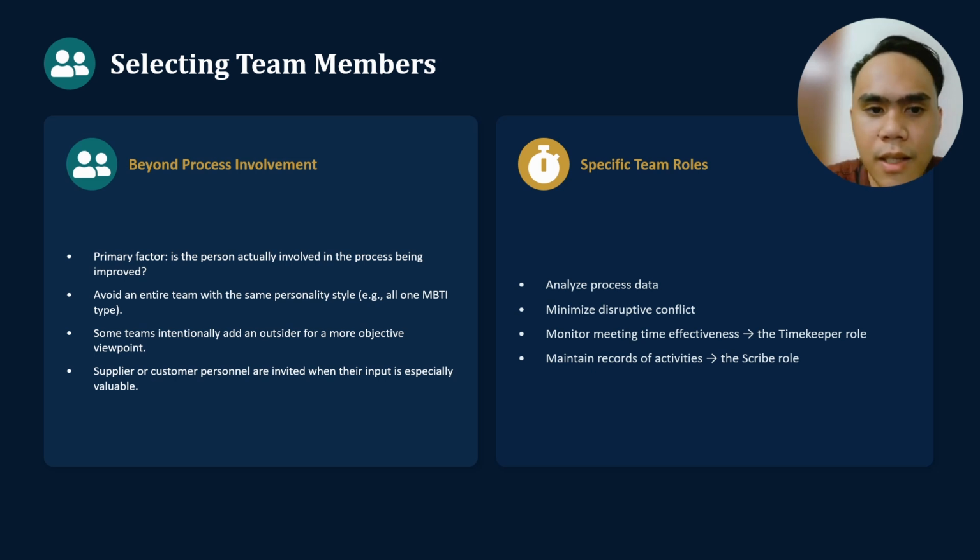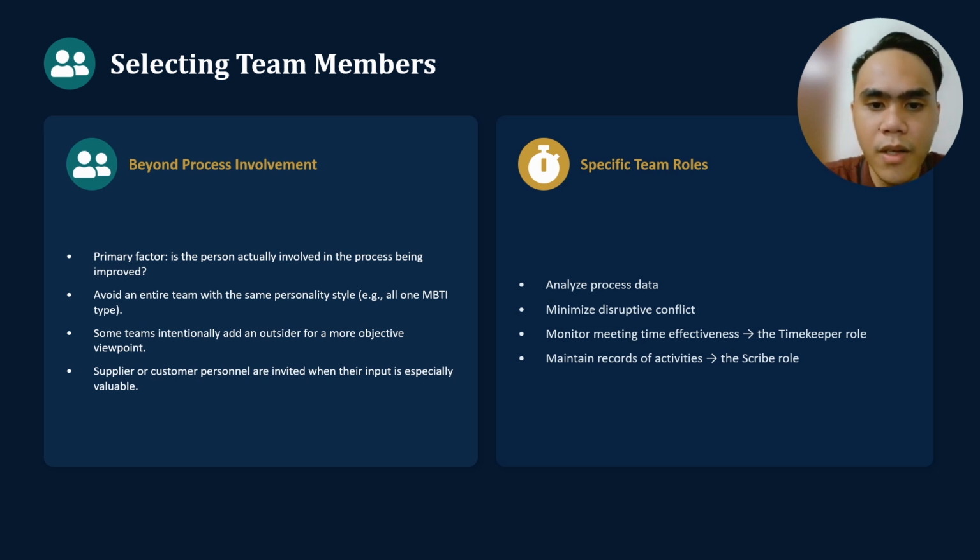But beyond that baseline, several other considerations often come into play. For instance, a process improvement team might not be very effective if the team members have the same personality style. So this specifically references a personality evaluation instrument like the Myers-Briggs Type Indicator, or MBTI, to check for this and intentionally build a more diverse mix. Some deliberately include someone from entirely outside the practice area, because the person can bring a more objective or different viewpoint that the insiders might miss. And the supplier or the customer's personnel are often invited to participate directly whenever their input is considered valuable to the outcome.